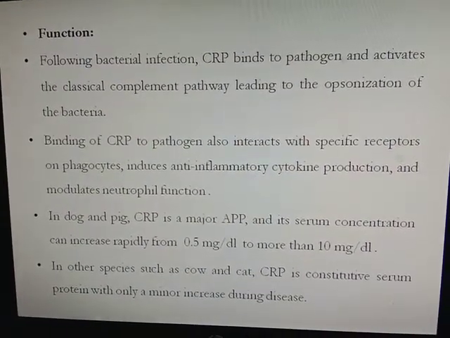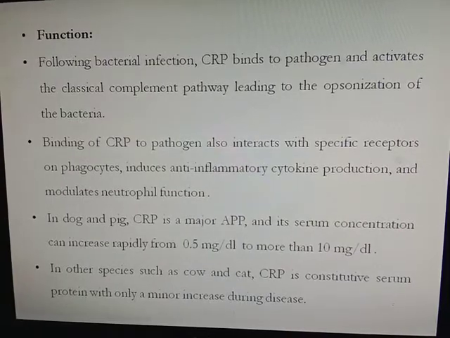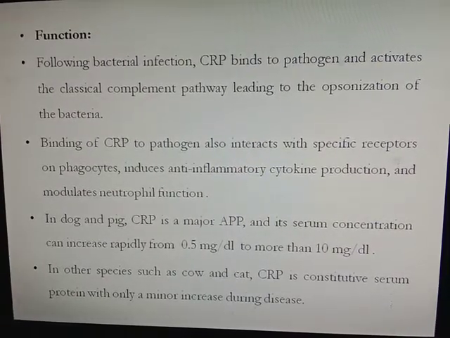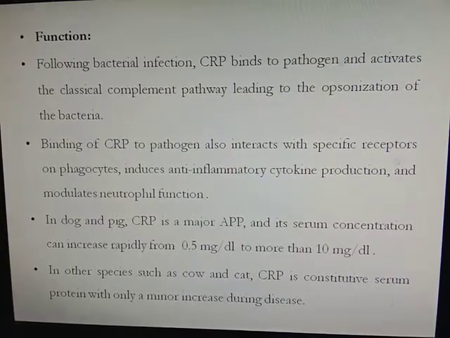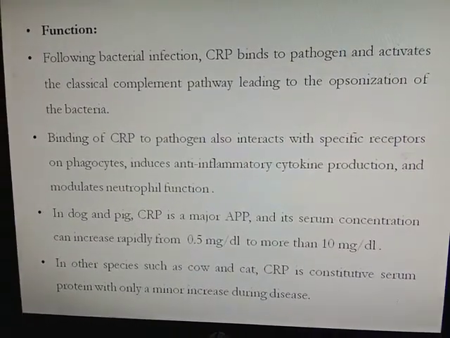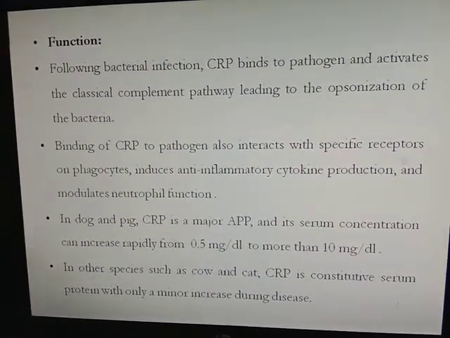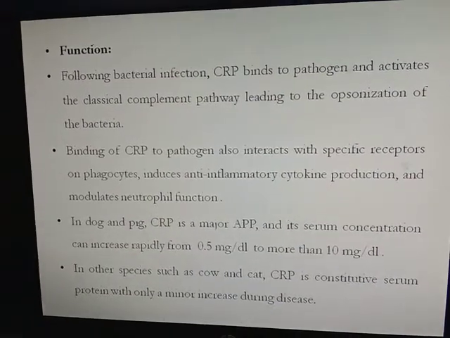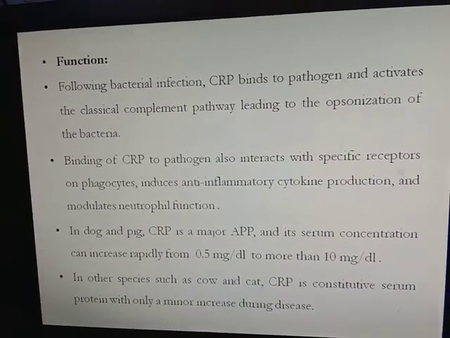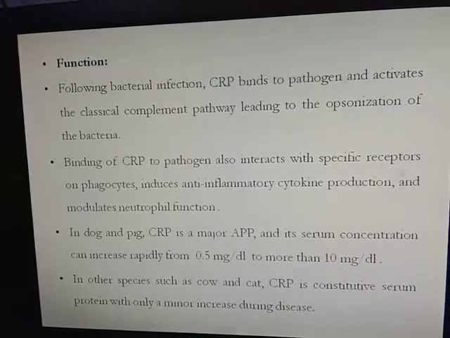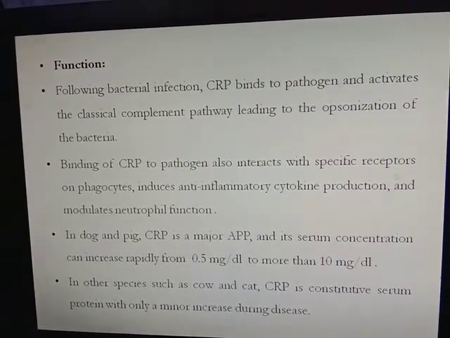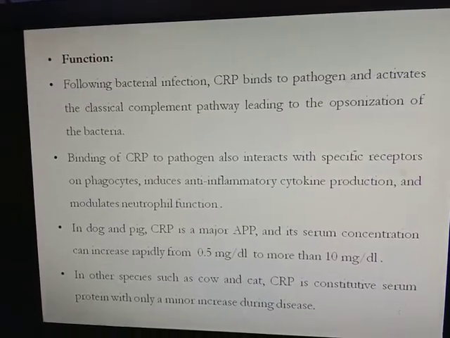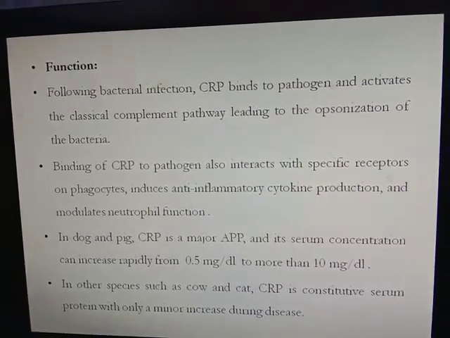In other species such as cow and cat, C-reactive protein is a constitutive serum protein with only a minor increase during disease. So in dog and pig, C-reactive protein acts as an acute phase protein, whereas in cow and cat it is a constitutive protein which increases only in a very small amount during inflammation.